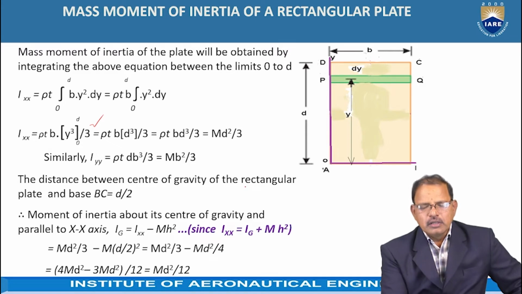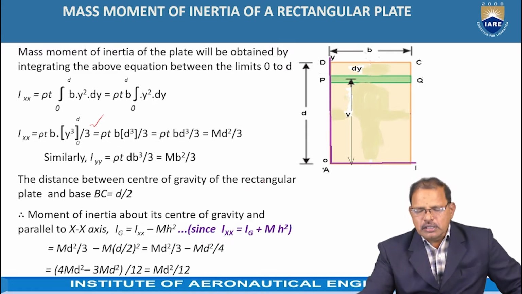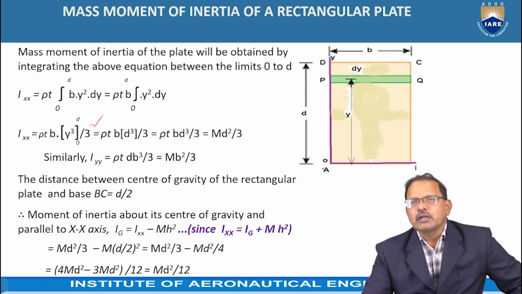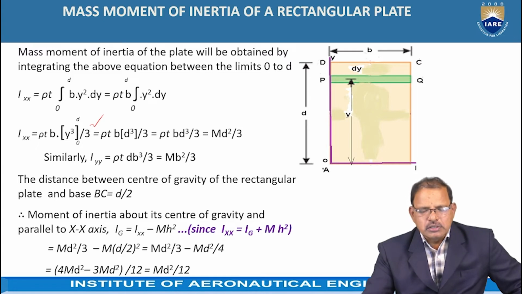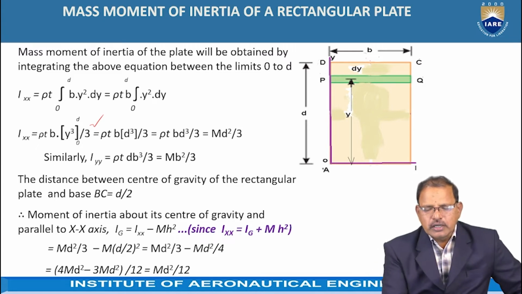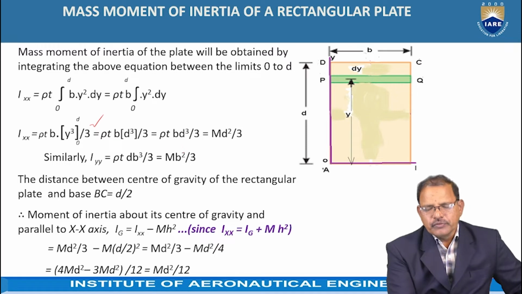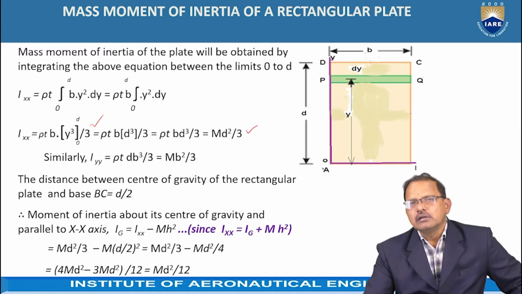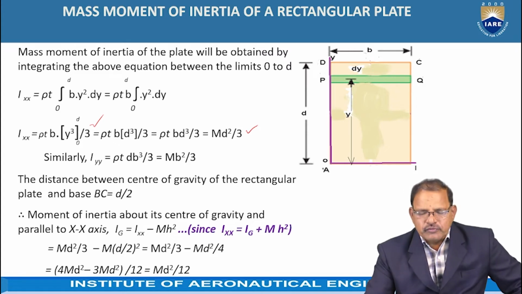Here the mass is the product of volume and density of the material. Volume is given by the product of breadth, height and thickness. Hence m is equal to rho T B d. So the remaining value is equal to m d square by 3. This is representing the moment of inertia of the rectangular plate about the line AB, which is passing through the bottom of the figure.